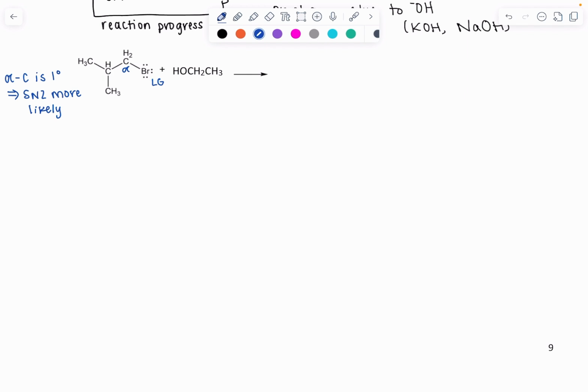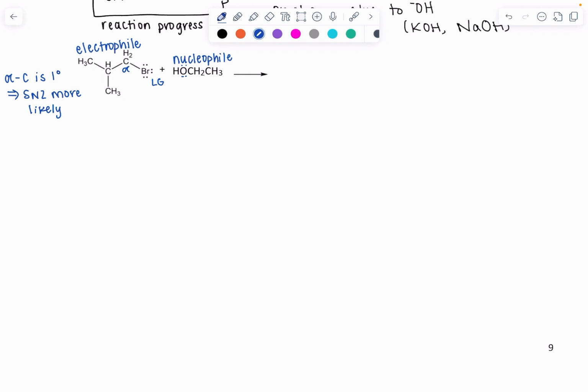If this alpha carbon lost the leaving group, it would form a primary carbocation, and that step would require so much energy that it's unlikely to occur. It's more likely that the nucleophile will just bond directly to that alpha carbon at the same time that the leaving group leaves. So this is our electrophile molecule. This is the nucleophile. The oxygen has lone pairs that it could give away.